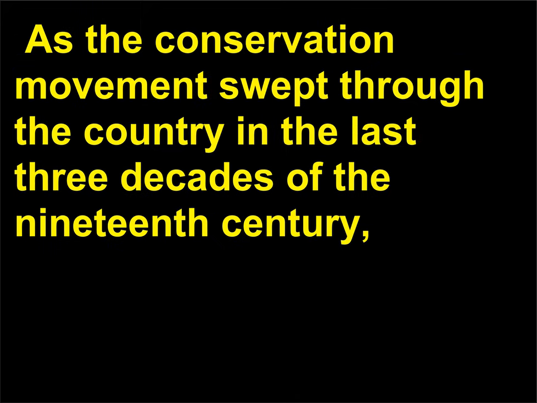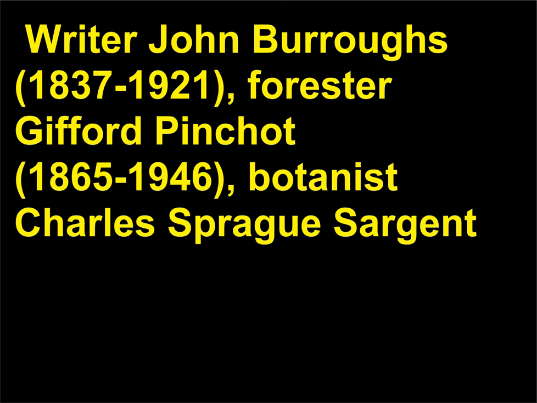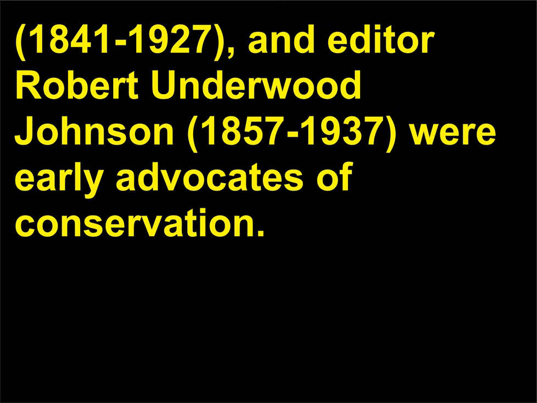As the conservation movement swept through the country in the last three decades of the 19th century, a number of prominent citizens joined the efforts to conserve natural resources and to preserve wilderness areas. Writer John Burroughs, 1837-1921, Forester Gifford Pinchot, 1865-1946, Botanist Charles Sprague Sargent, 1841-1927, and editor Robert Underwood Johnson, 1857-1937, were early advocates of conservation.